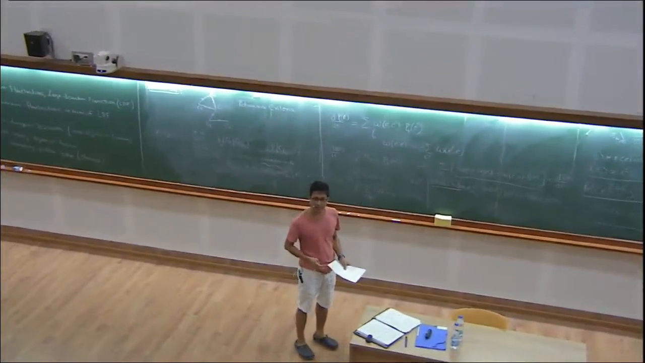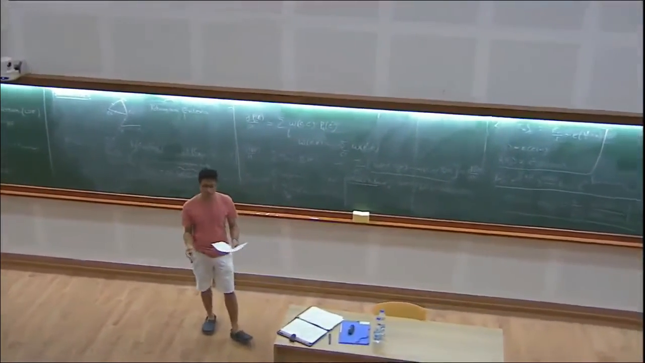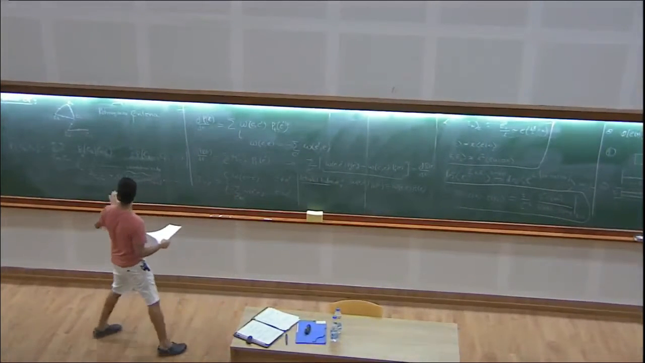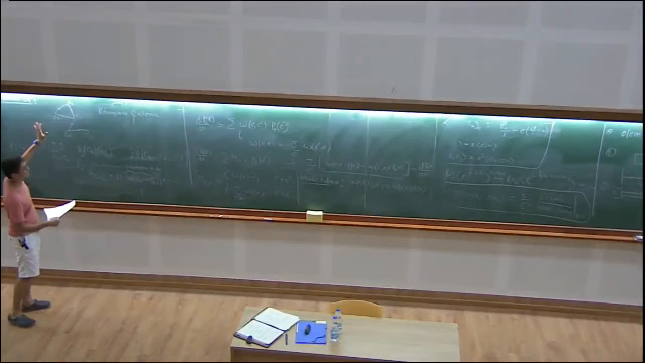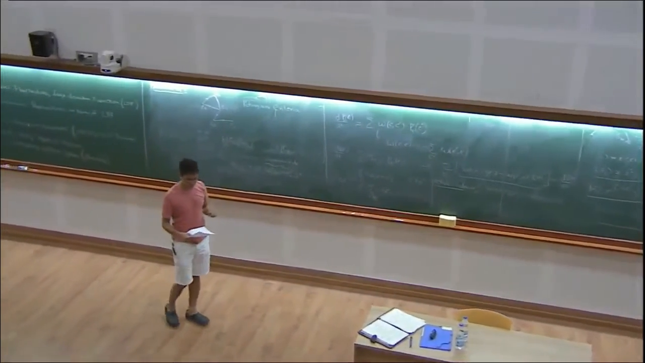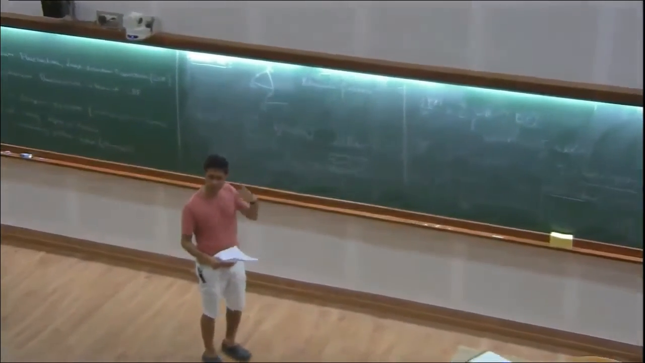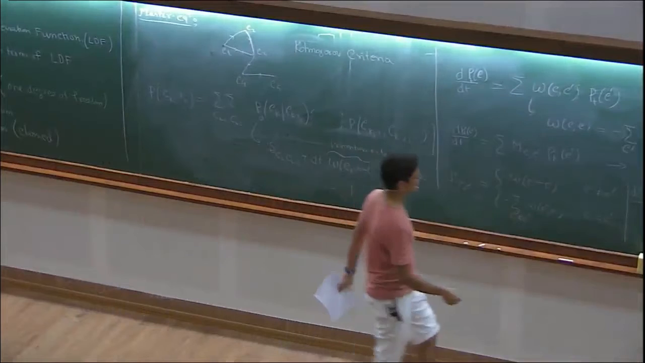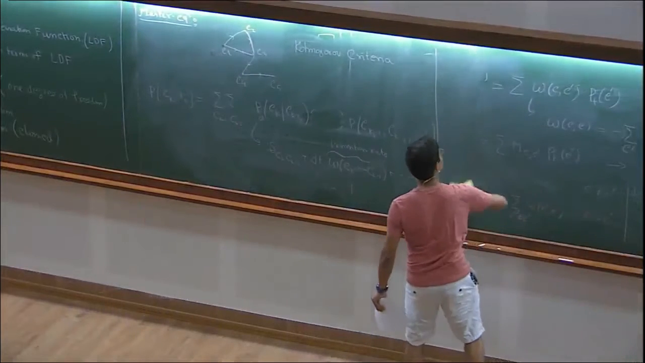It says that for a system in equilibrium, there is a time reversal symmetry. So what does it mean? It means that if in an equilibrium state I see a particular trajectory or history of the system, then the probability to see the time-reversed trajectory is the same. So let me just show that. It's very simple to see.